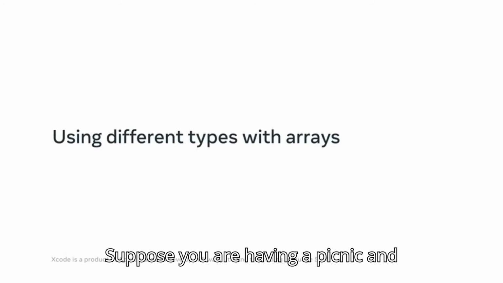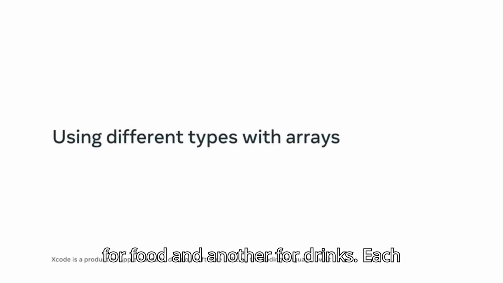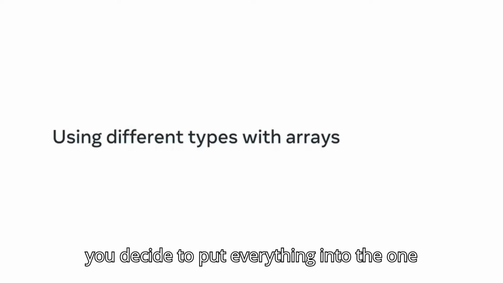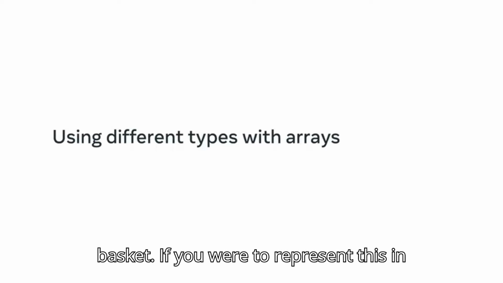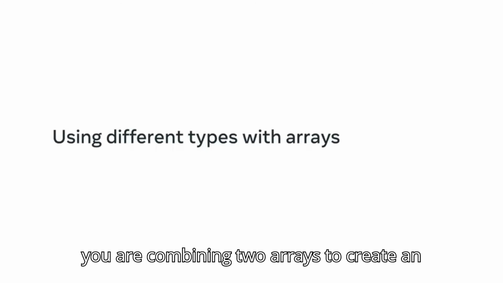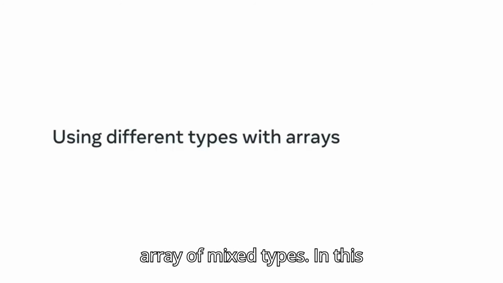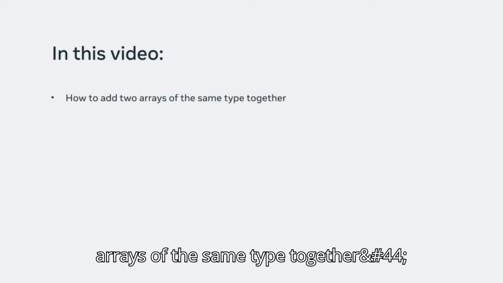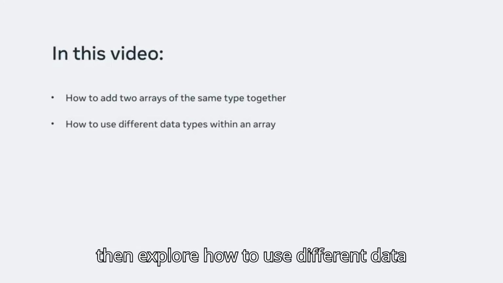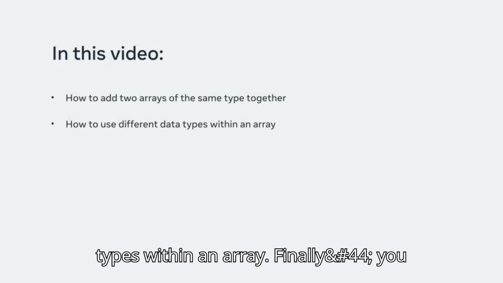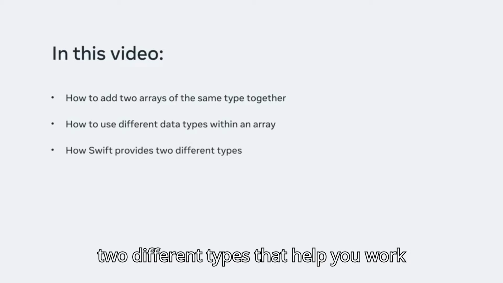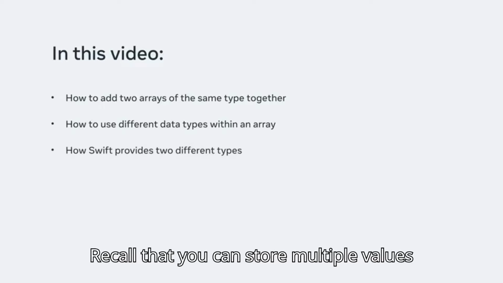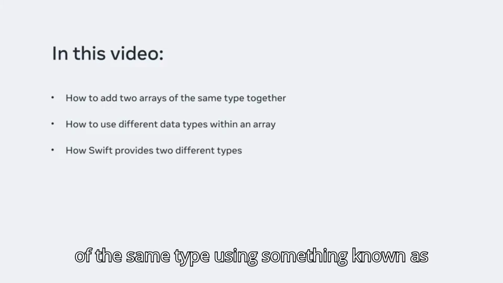Suppose you are having a picnic and prepare 2 different baskets, one for food and another for drinks. Each basket is half empty, so instead, you decide to put everything into the one basket. If you were to represent this in programming, an example might be that you are combining 2 arrays to create an array of mixed types. In this video, you will learn how to add 2 arrays of the same type together, then explore how to use different data types within an array. Finally, you will learn how Swift provides you with 2 different types that help you work with an array of mixed data types.